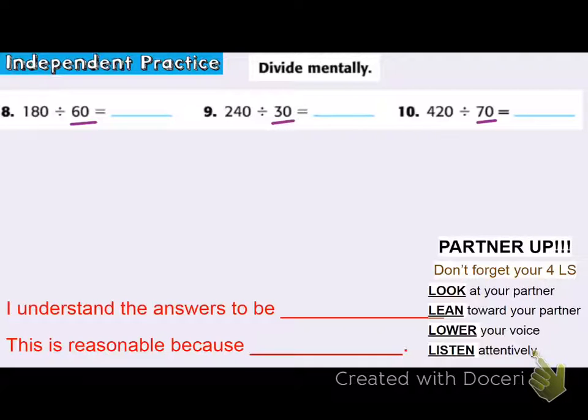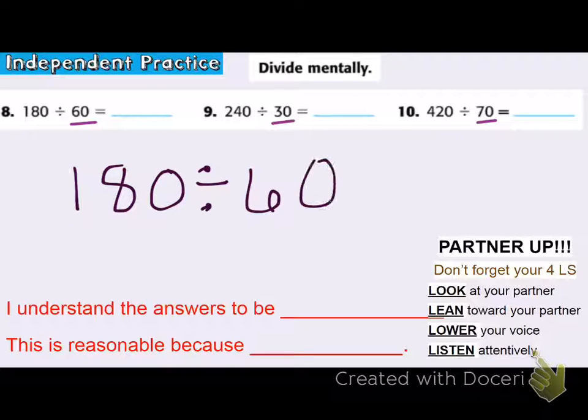I'm going to go ahead and try number 8, and I'm going to follow those same steps. I'm going to start with the basic fact. 18 divided by 6. Well, I can do that in my mind. I know that 6 times 3 is 18. Step 2 is think about the place value.